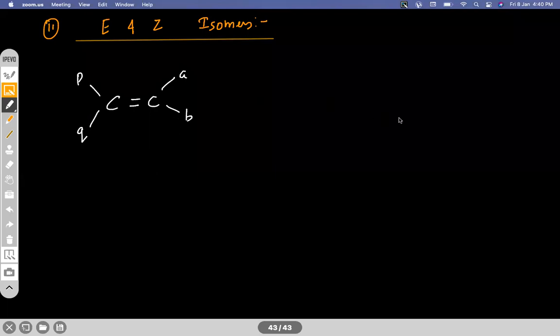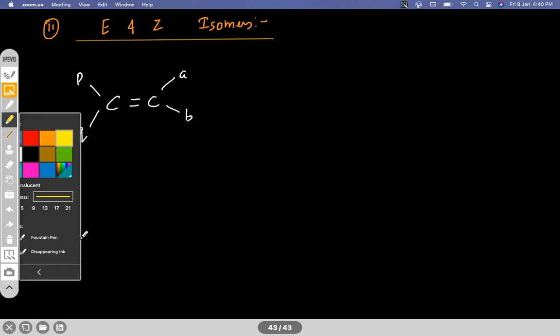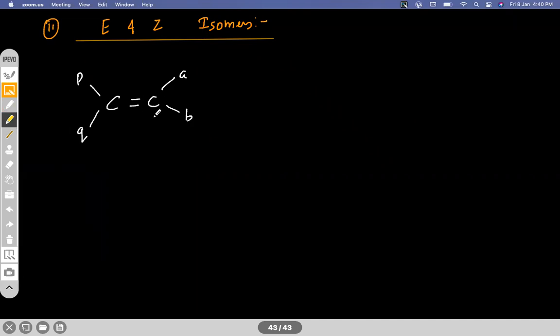So to define E and Z isomers, we'll assign priority on the atoms or groups attached to the double bonded carbon atoms, these two carbon atoms. This carbon atom has these two groups attached, so we'll assign priority on these two. Suppose this one is first priority, this is second priority. This one is higher priority, this one is lower priority. Similarly, this one is higher priority, this one is lower priority. Like this, we assign priority.